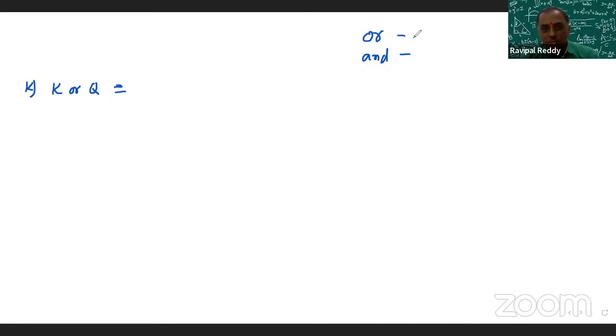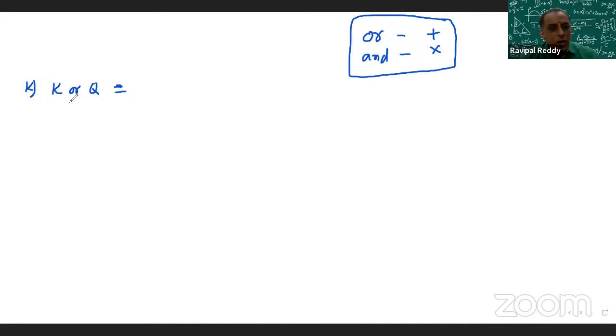But in permutation, combination, and probability, or means addition and and means multiplication. Please remember, in both the topics, or means addition and and means multiplication.